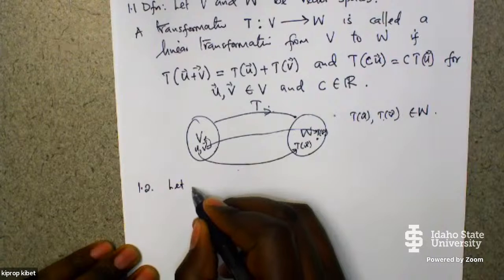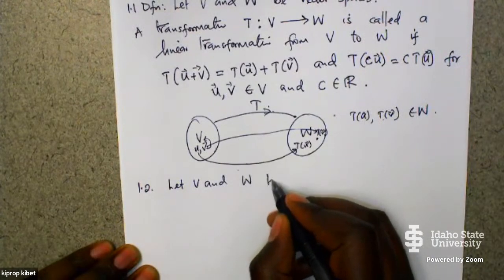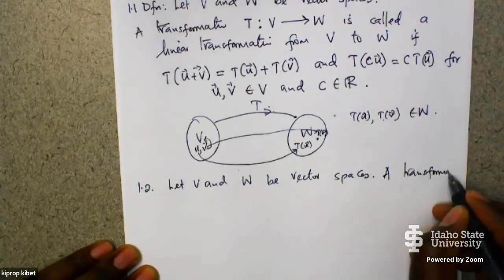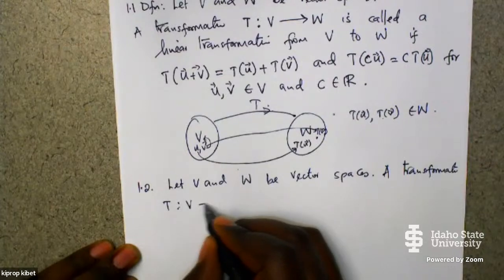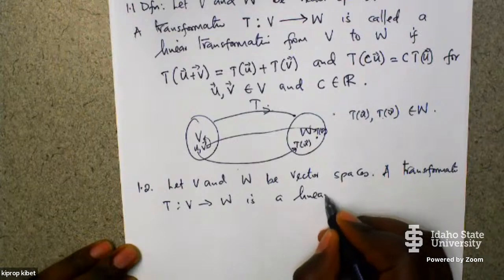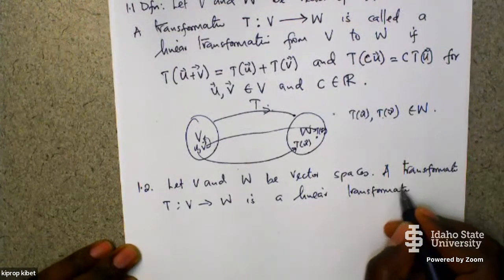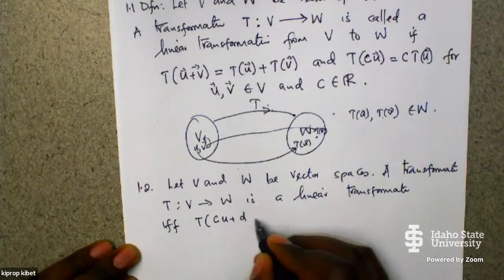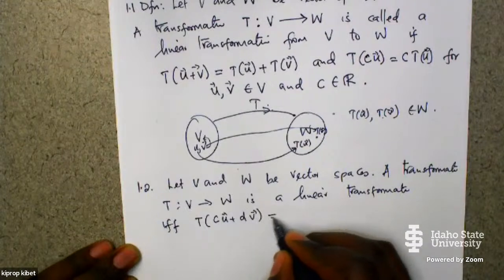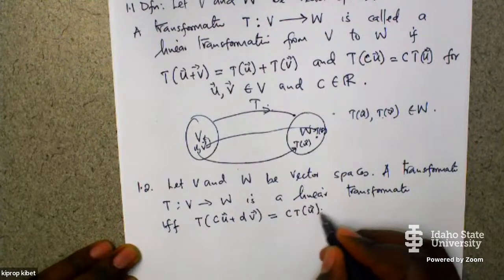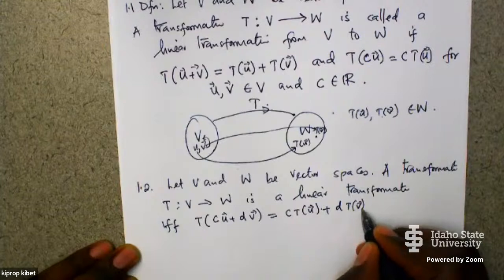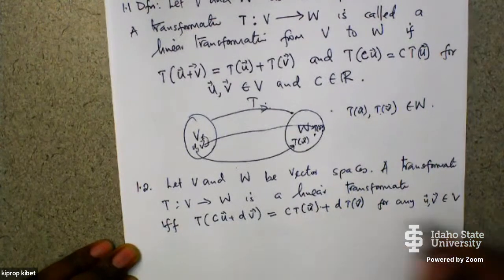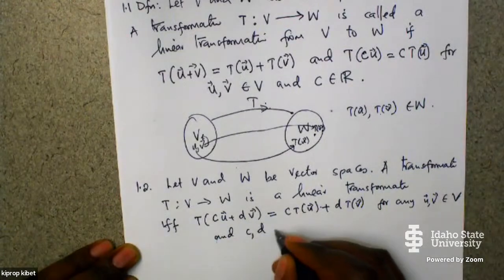If we let V and W be vector spaces, a transformation T from V to W is a linear transformation if and only if CU plus DV is equal to CTU plus DTV for any U and V elements of V and C and D elements of real numbers.